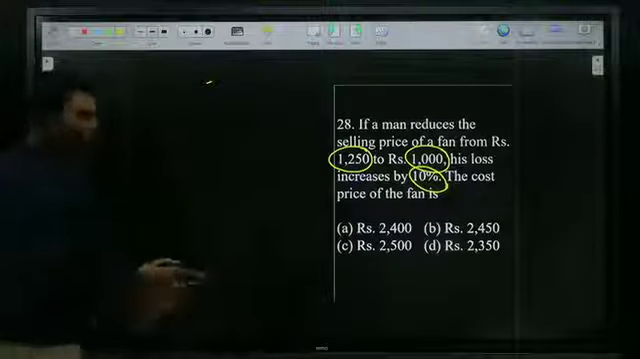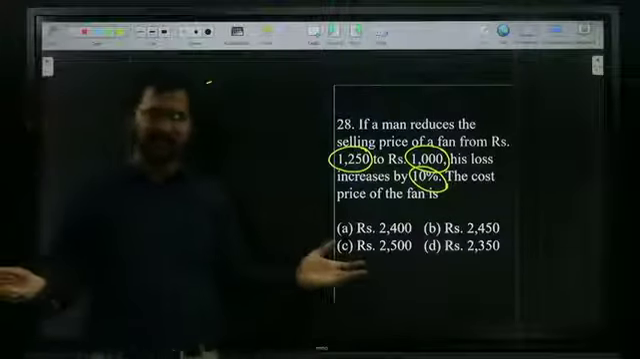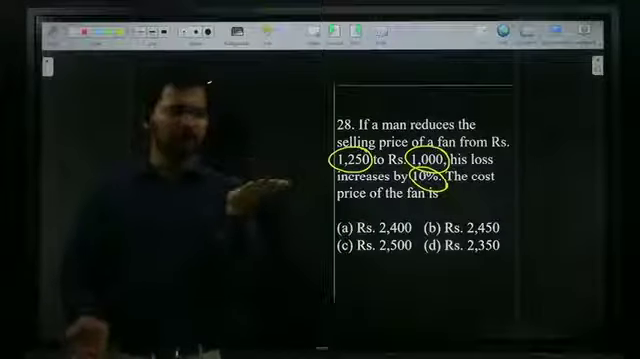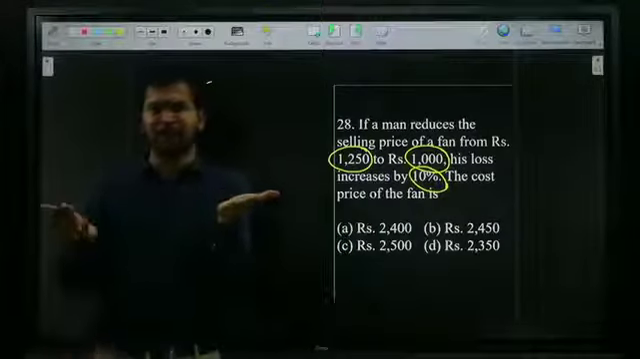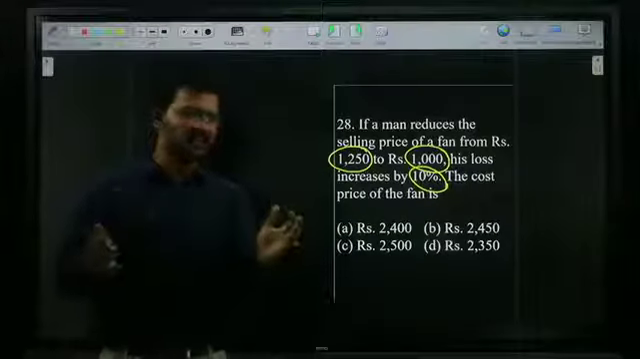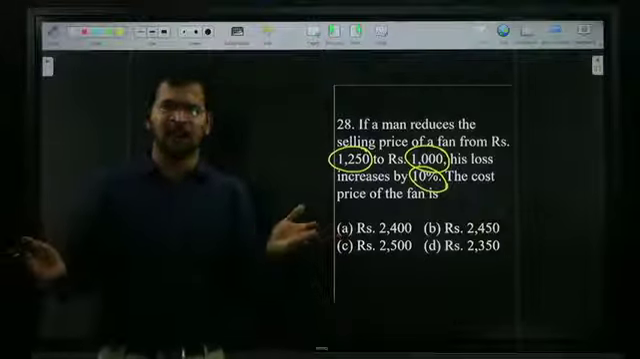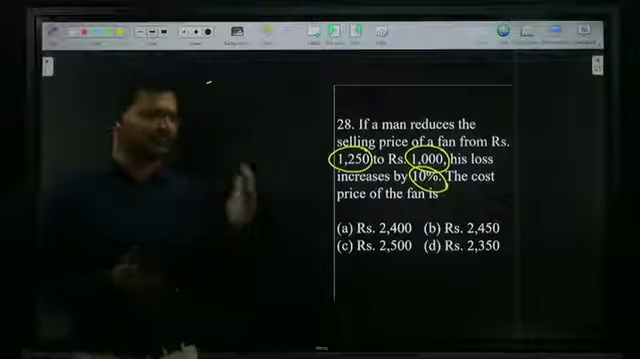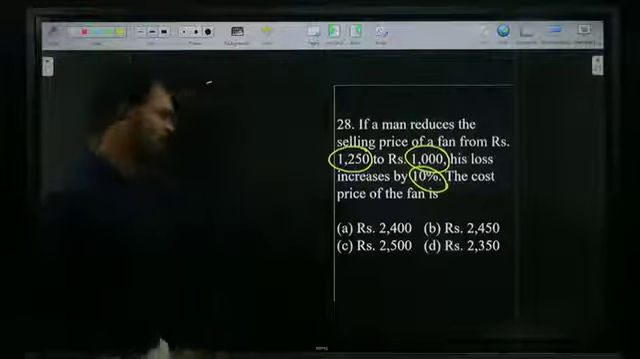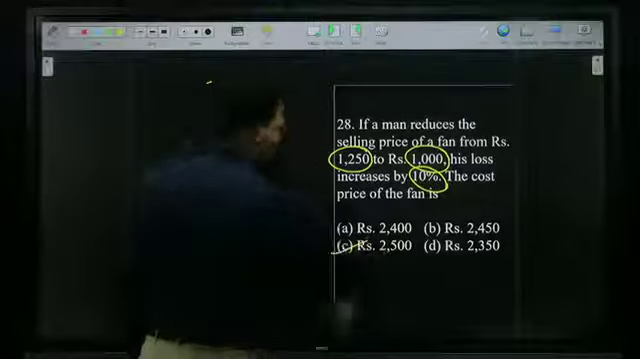In terms of rupees 250, in terms of percent 10%. Due to 10% only, 250 is reduced. And 250 rupees is nothing but 10% of the CP. Then I need 100% of the CP. If 10% is 250, then 100% is nothing but what amount? 2500. Your answer is 2500. Option C is the right answer.